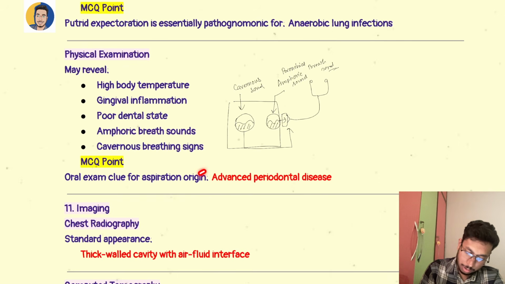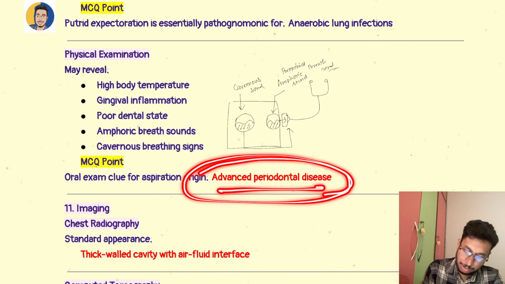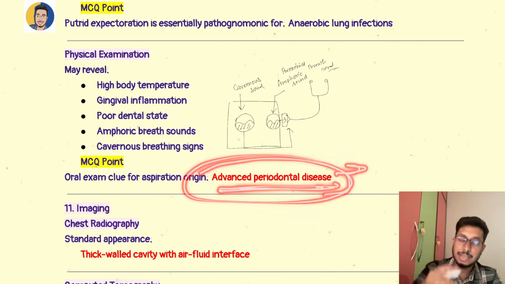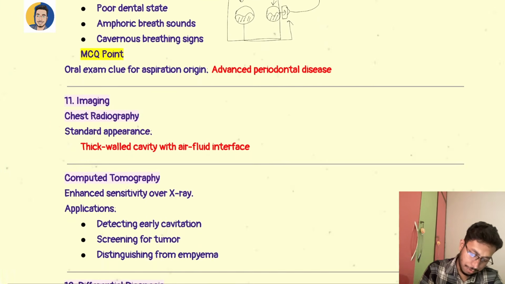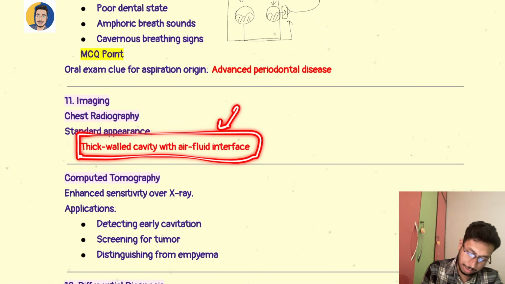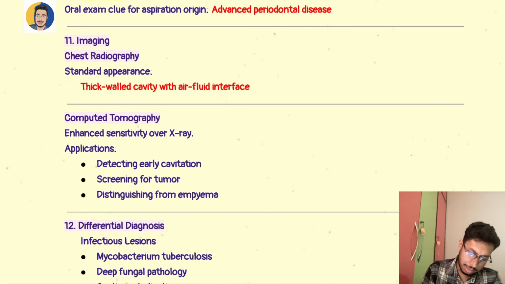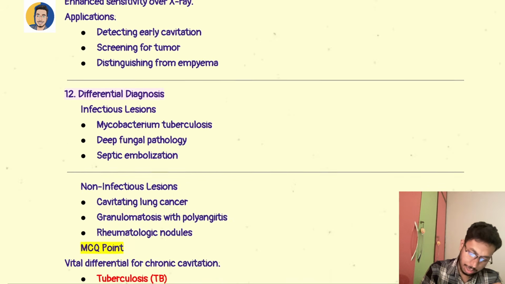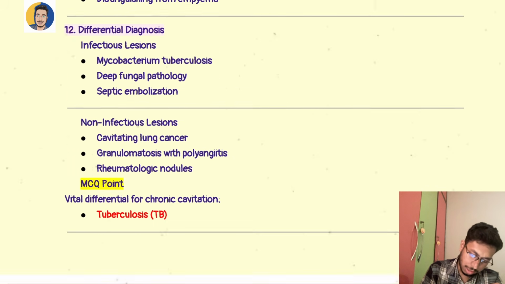Okay. What are the other things you need to examine in such a patient? Don't miss examining the oral cavity because advanced periodontal disease can be there in such patients. Chest radiography is the first investigation of choice. It gives the idea of a thick wall cavity with air fluid interface. CT is done to enhance the sensitivity over X-ray to detect a cavity, screen for tumor, or distinguish from empyema.